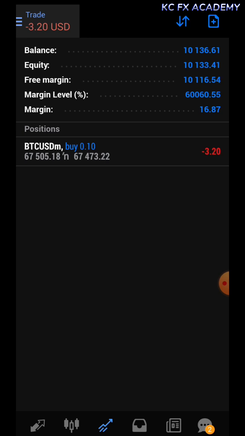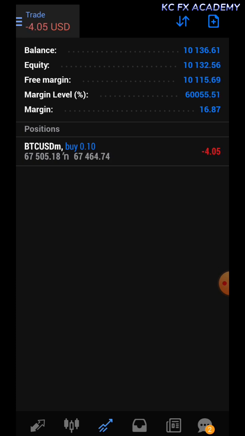Now as the balance, we all know that the balance is $10,136 point something cents. This simply means that I'm in a trade and the balance is constant because I've not closed. Whenever I close the trade, that's when the balance will definitely change.